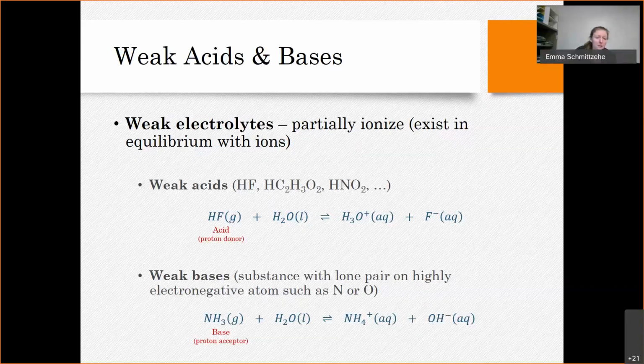Same with your weak bases. A good example is ammonia. So if we put ammonia in water, when it picks up a proton, it only partially does that. So some of the NH3 molecules in that solution will take a proton from a water molecule, but a lot of them are still just NH3.